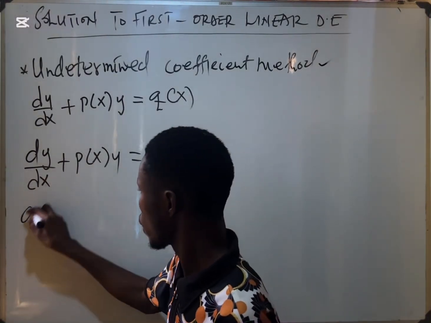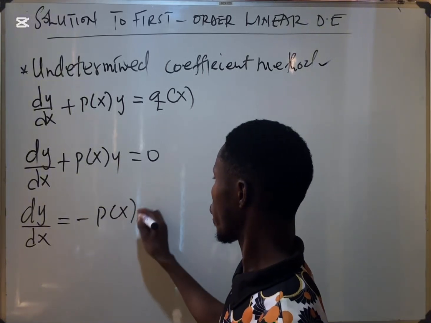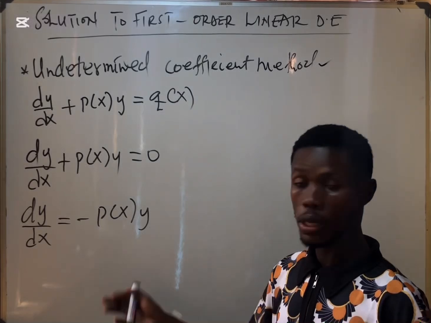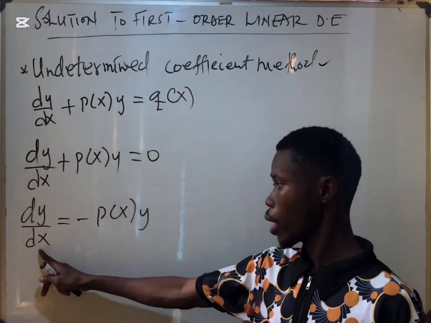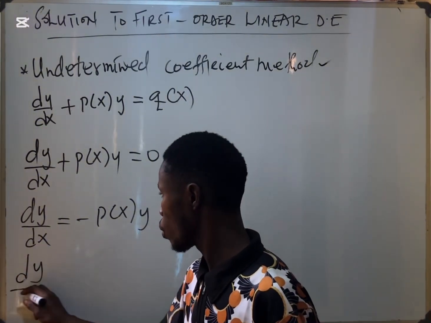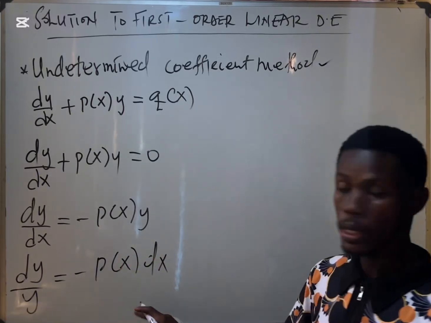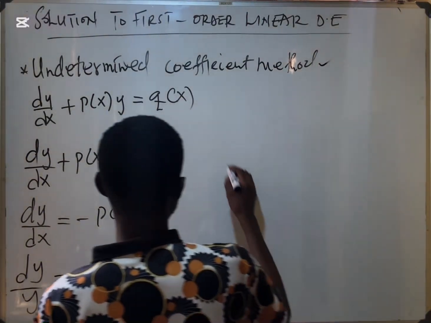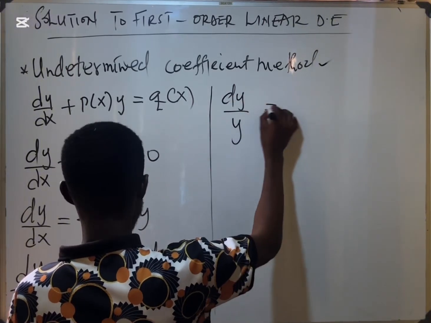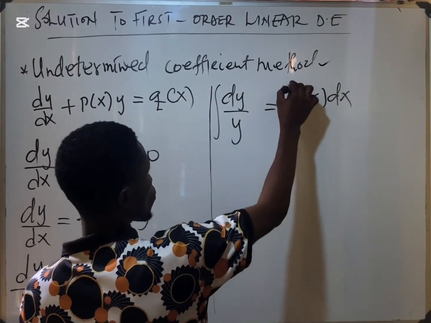When I do that, I can have dy/dx equals negative p of x multiplied by y. This becomes separable, because I can bring the y here and I'll bring the dx here, so that I'll have dy over y equals negative p of x dx. So we take the integral on both sides.